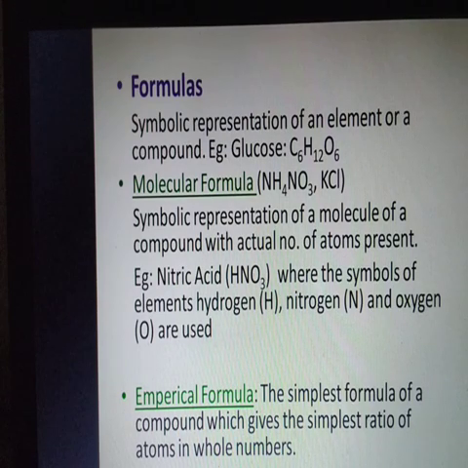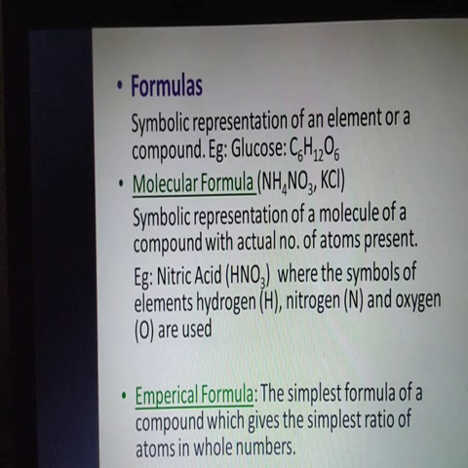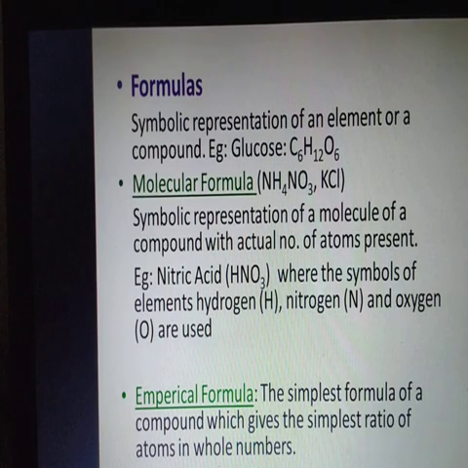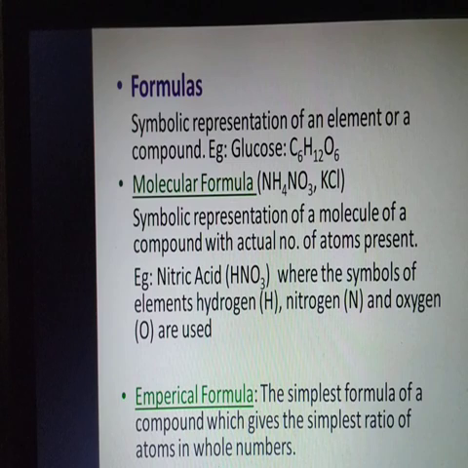Example, glucose. We are very familiar with glucose. Most of the time, especially in summertime, we have glucose, right? Glucon D, all these TV ads, Sachin ads, Virat Kohli ads, and so many things. So this glucose is C6H12O6, and you have also read about glucose in biology, in photosynthesis, if you remember.